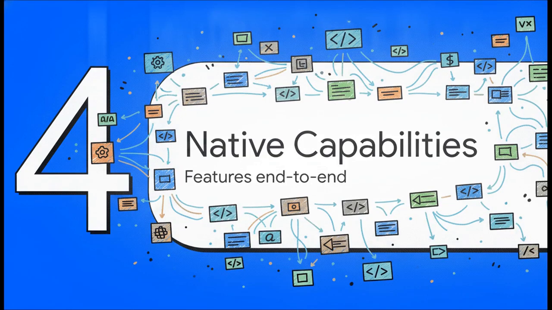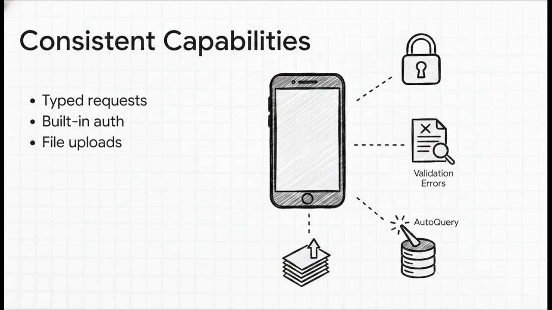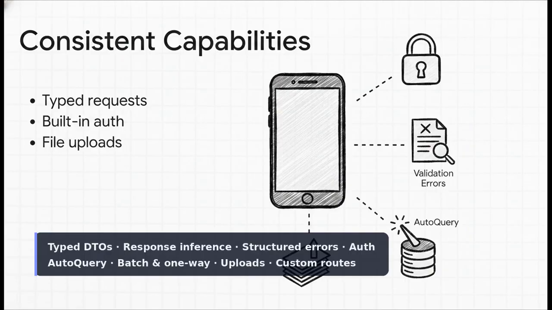Which brings us to Section 4, Native Capabilities End-to-End. We're moving way beyond basic HTTP requests here. The consistency across these 15 languages is pretty incredible. You aren't just getting typed requests and responses. You're getting structured field-level validation errors in a common shape across every single language.